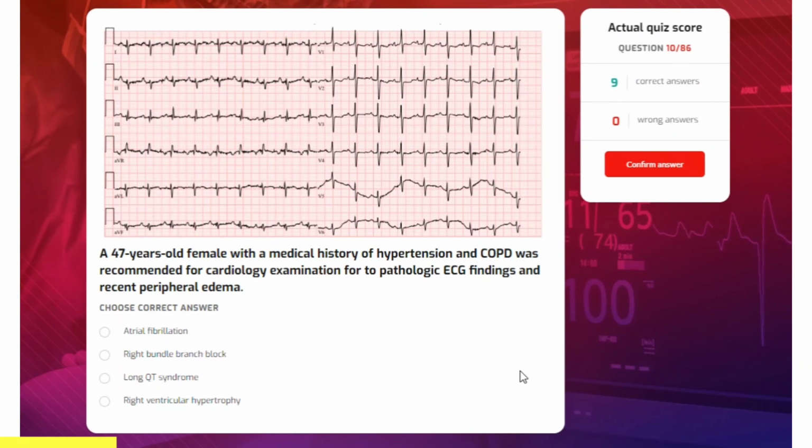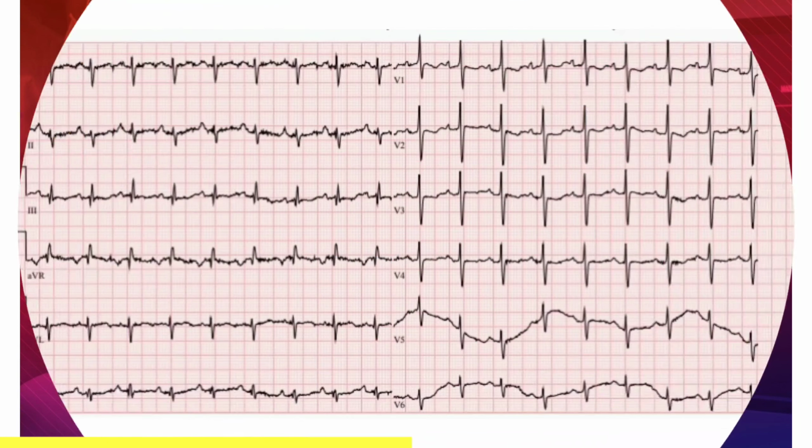Now we have the 10th case here. A 47 years old female with a medical history of hypertension and COPD was recommended for a cardiology examination for the pathologic ECG findings and recent peripheral edema. We have given 4 options here: atrial fibrillation, right bundle branch block, long QT syndrome, and the last option right ventricular hypertrophy.